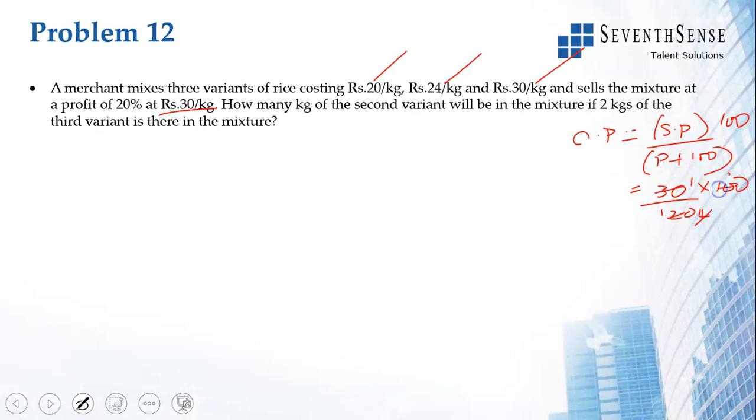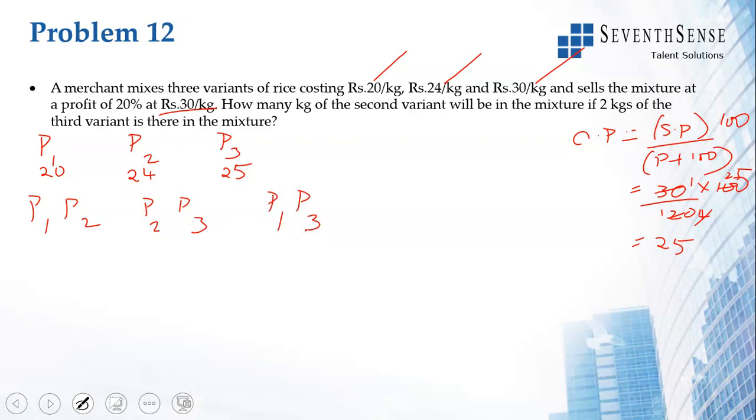So 25 rupees. So the three varieties of rice that are mixed, 20, 24 and 30, we are getting the cost price of the resultant mixture as 25. So this is P1, P2, P3, which is 20, 24 and 30. Which two combinations can we take? So let us write it as P1, P2, P2, P3 and P1, P3. If I take P1 and P2, 20 and 24, the resultant mixture has to be between 20 and 24. It is not possible. It is greater than both.